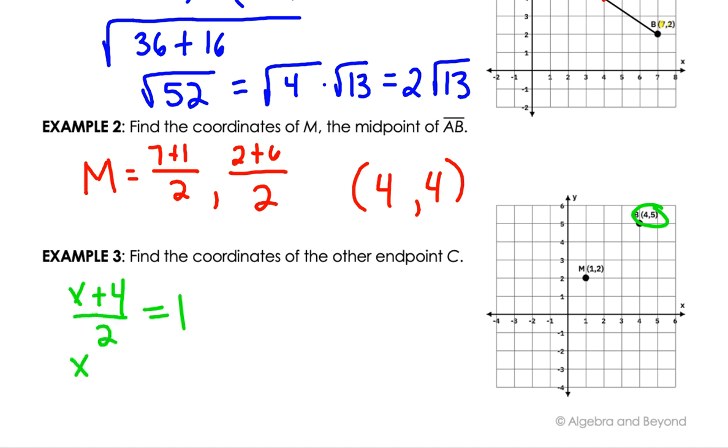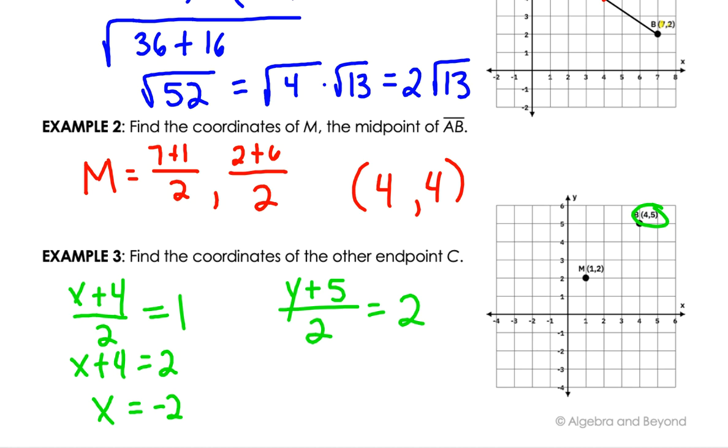So when I solve that, I'm going to get x plus 4 equals 2. And so therefore x must equal -2. So I know the x-coordinate of my next point, or my endpoint C, is going to be -2. And then I'm going to do the same thing for the y's. So I'm going to say the y of my new endpoint plus the y of the endpoint that's given divided by 2 needs to equal the y of the midpoint, which is 2. So again, I'm going to solve that. y plus 5 equals 4. So y, or the y coordinate of my other endpoint, is at -1.